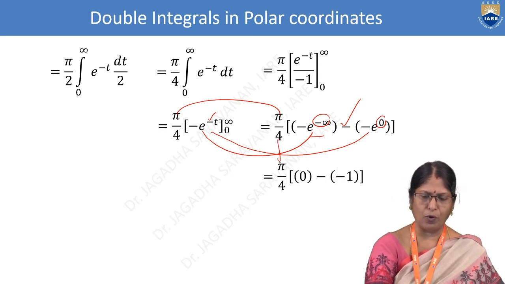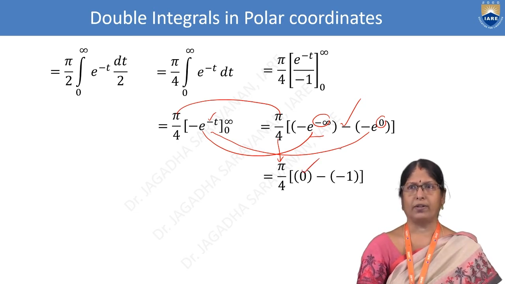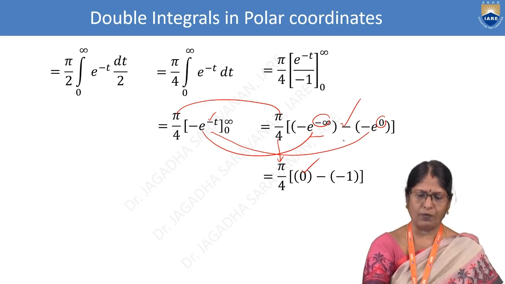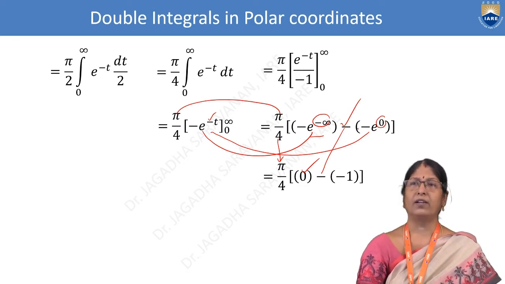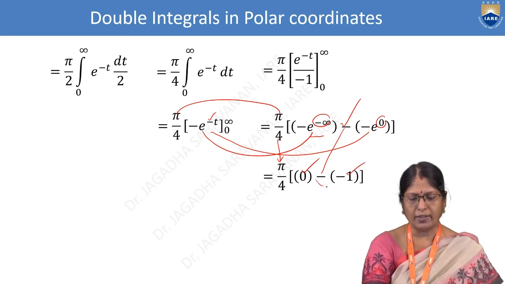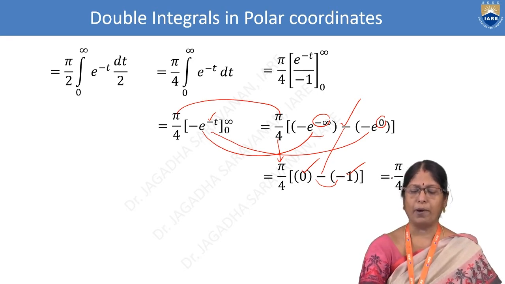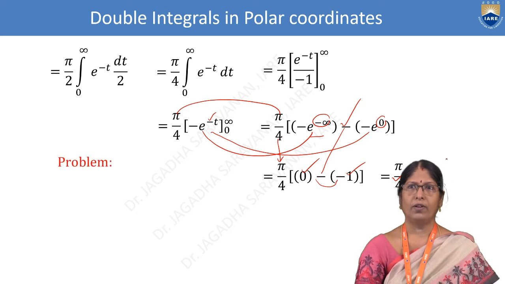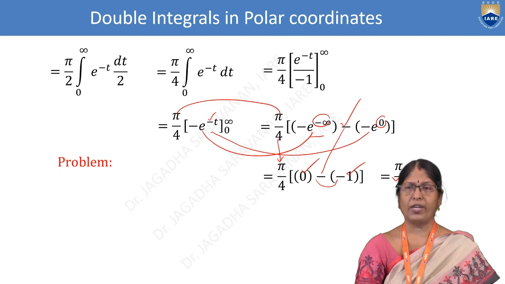So now pi by 4, e power minus infinity is 0. So the upper limit value after substituting, we got 0. The formula minus as it is. E power 0 is 1, but before that a minus sign is there. That is the reason it has become minus 1. This minus and this minus put together give plus 1. So pi by 4. So we completed one problem. We'll move to the next one.